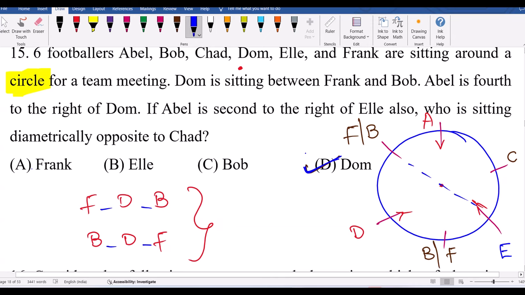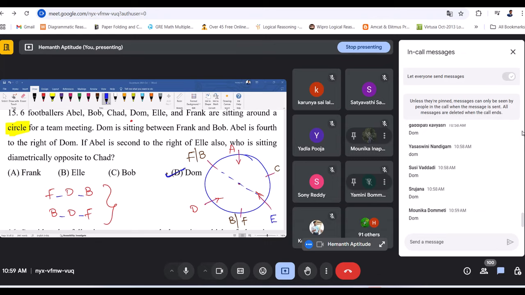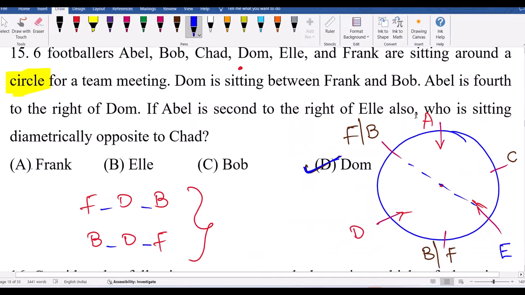These two positions will be filled by Frank or Bob, here Bob or Frank like that. So diametrically opposed to this, there is no issue. We can answer, option D is correct. Here there should be a comma, or it should be separated. The question is who is sitting diametrically opposite to Chad. It's like an opposite case only. Dom. Perfect. So this is not a continuation.